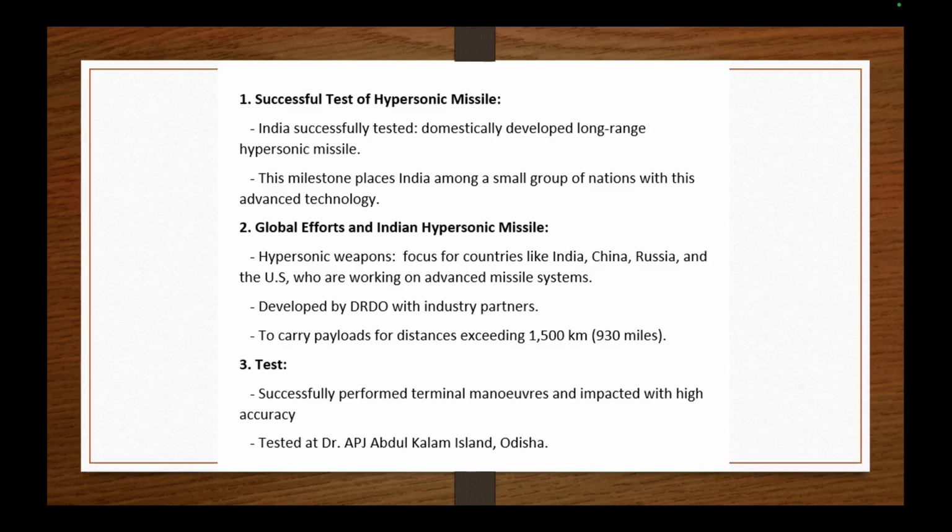Second, global efforts and Indian hypersonic missile. Hypersonic weapons focus on countries like India, China, Russia, and the US who are working on advanced missile systems. It's developed by DRDO with industry partners to carry payloads for distance exceeding 1500 kilometers or 930 miles.